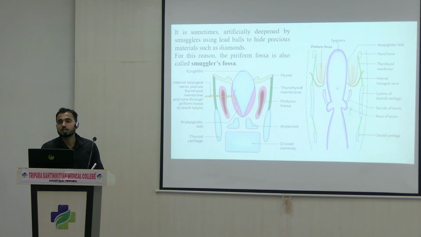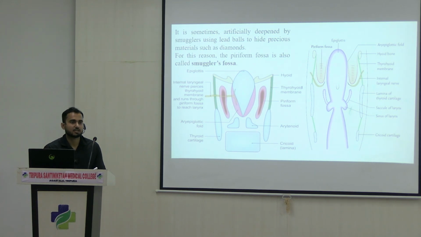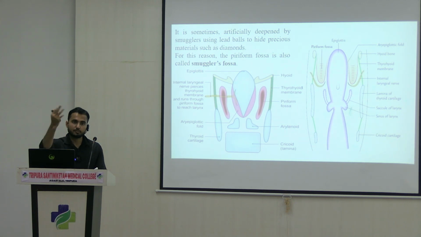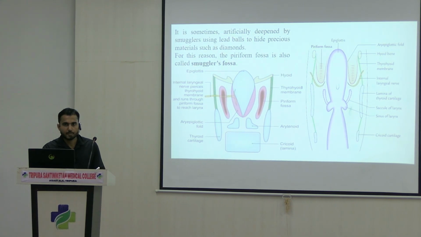If internal laryngeal nerve is damaged, then what will happen? It is completely a sensory nerve, okay, which supplies the supraglottic part of the larynx. Supraglottic part means above the vocal cord, that area is supplied by internal laryngeal nerve. So that particular area will not have any sensation. Okay, so that is the important clinical significance of this pyriform fossa.